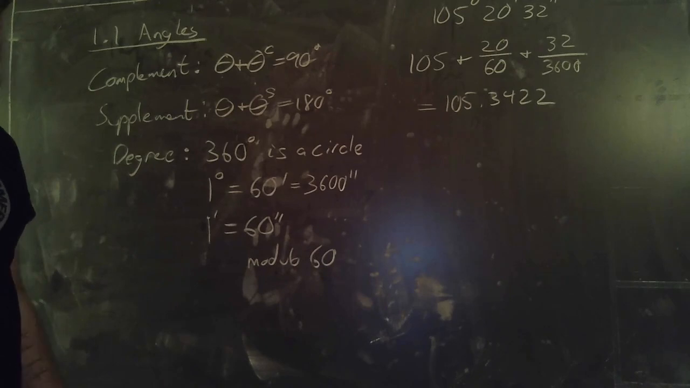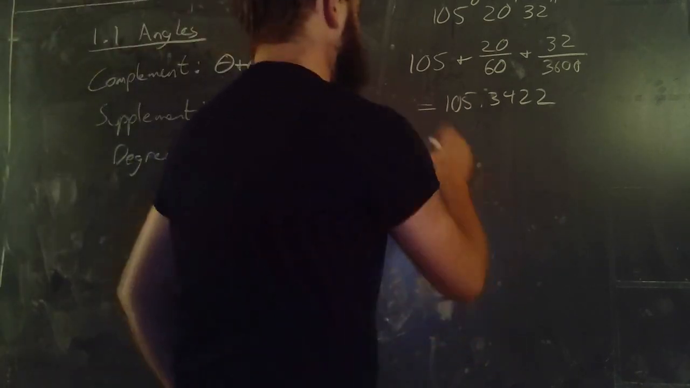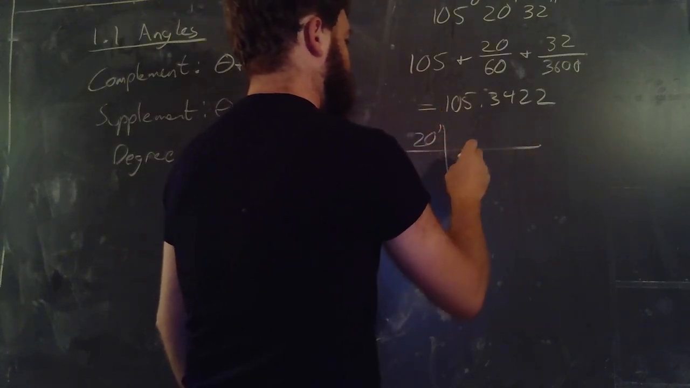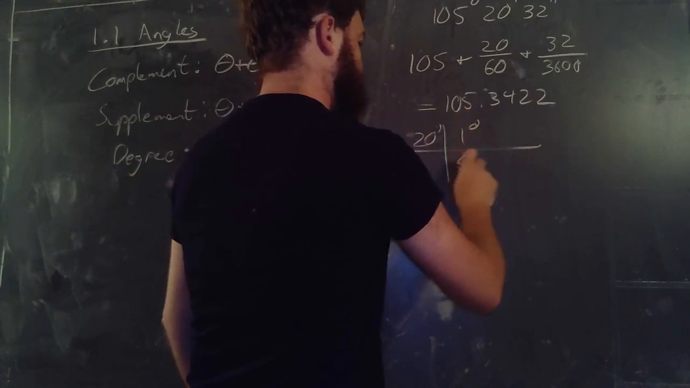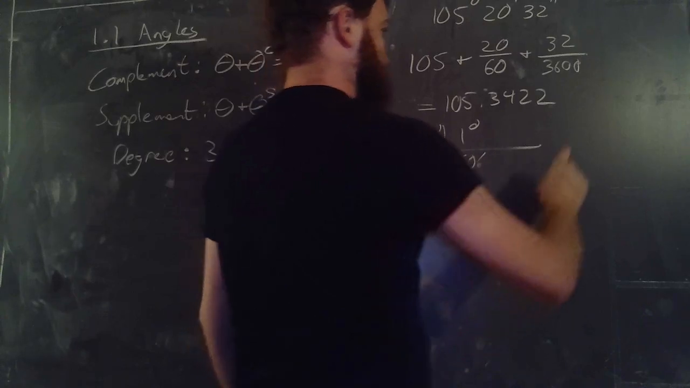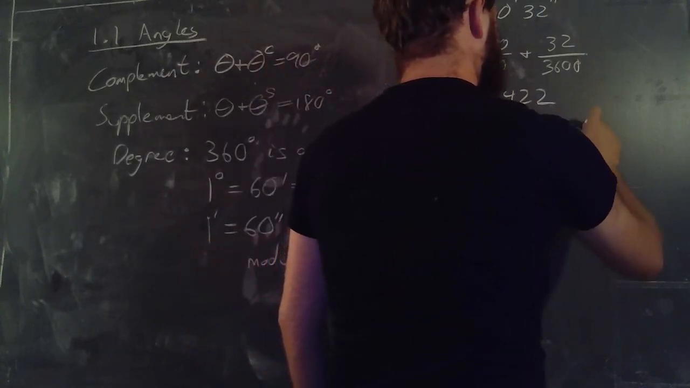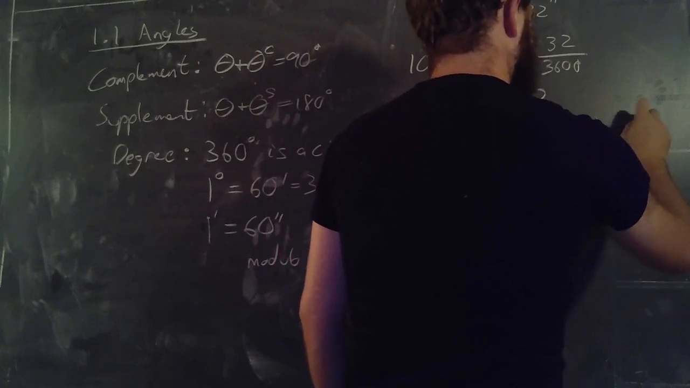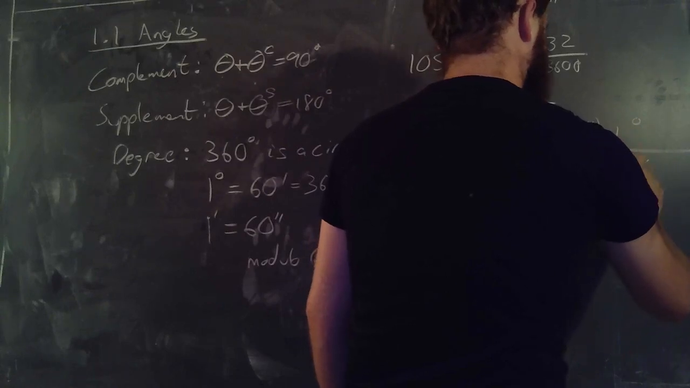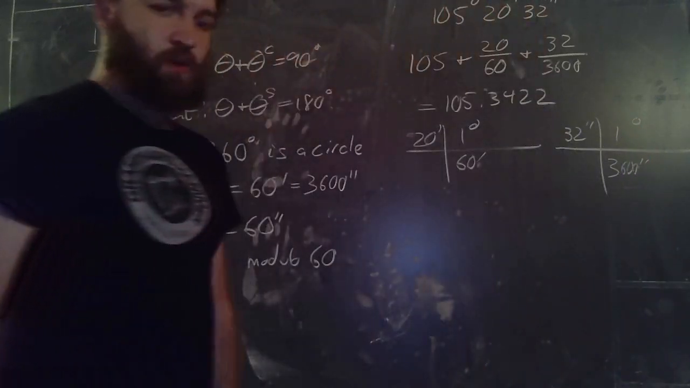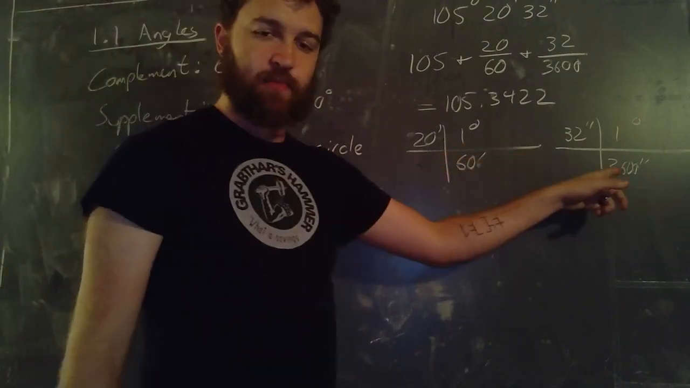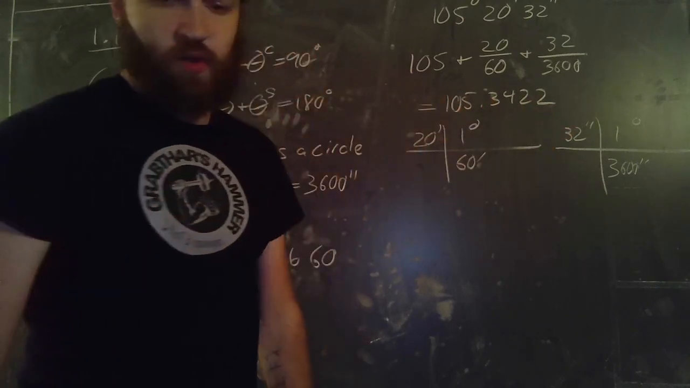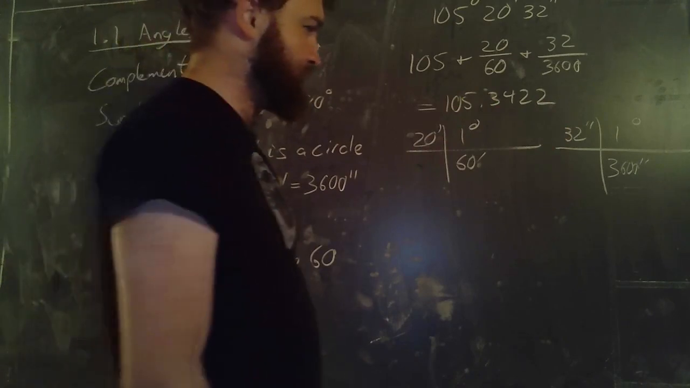If you wanted to do this with the t-tables, you could simply take the minutes, and notice that 1 degree is 60 minutes, and then we could also take the seconds, 32 seconds, and notice that there are 3,600 seconds in 1 degree. We could get these two decimal numbers, add them together, that will be 0.3422, and then add that to 105, and that will give us our decimal representation.